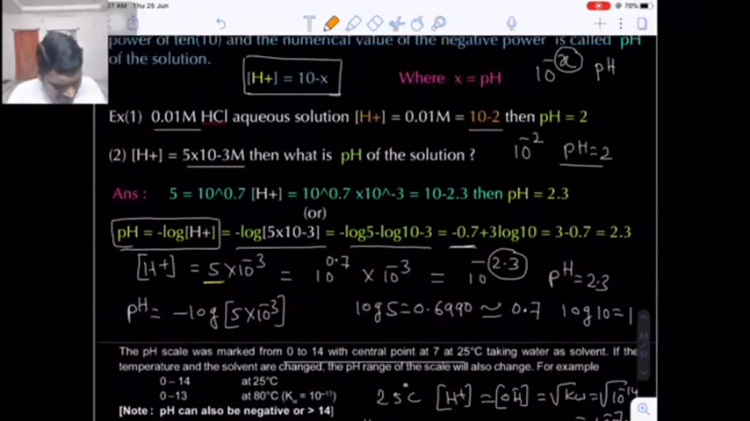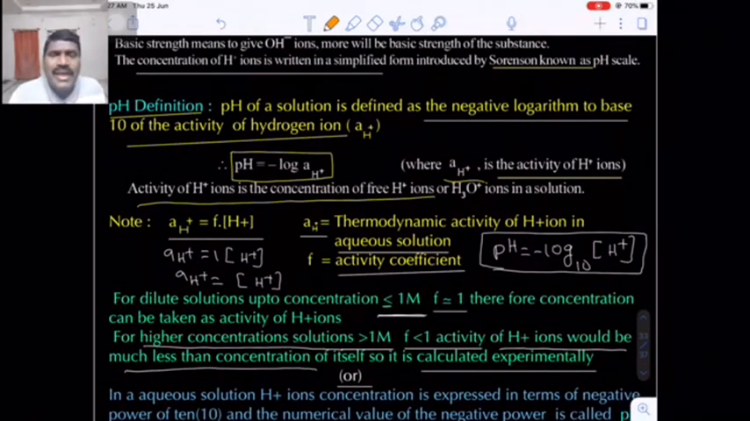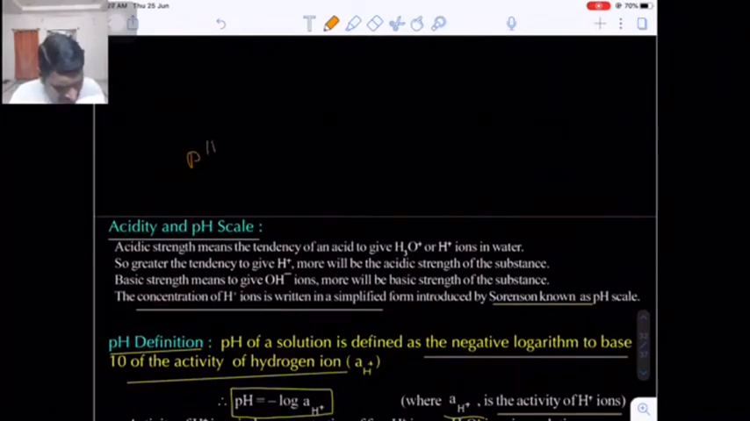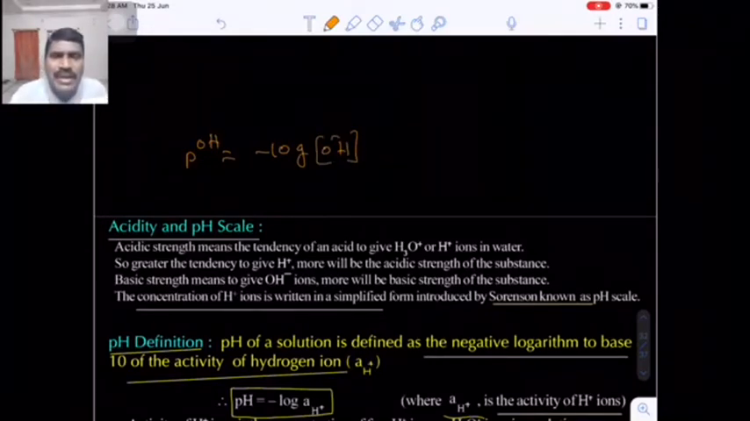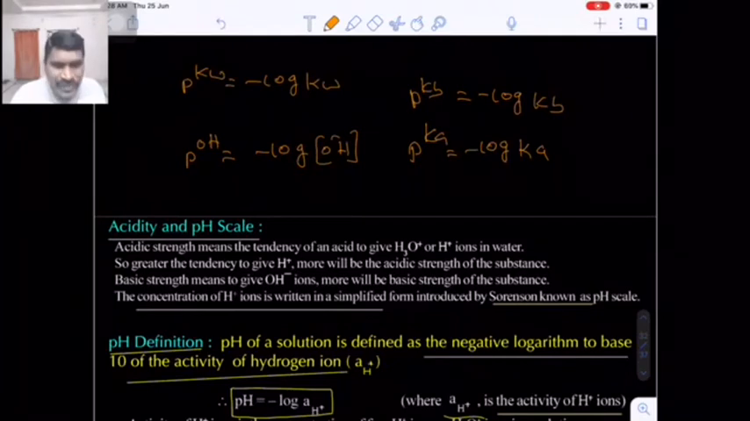Now here, according to the pH scale, pH is the negative logarithm of H plus ion concentration. Similarly, we can write the pOH also. What is the pOH? It is also similar to pH. pOH is equal to the negative logarithm of OH minus ion concentration. Similarly, pKa is nothing but negative logarithm of Ka. pKb is nothing but negative logarithm of Kb. Okay. Now pKw is nothing but negative logarithm of Kw. Are you getting my point?